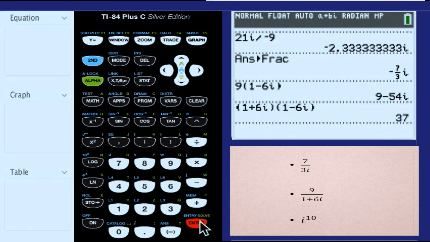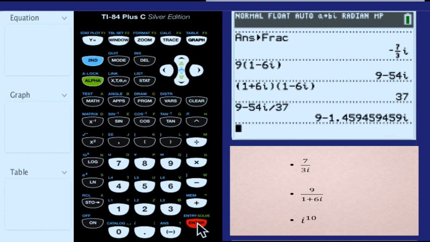But that's not our answer, because remember we were dividing. So we need to scroll back up and pick the numerator's answer, which was 9 minus 54i. So press enter, scroll up, highlight it, press enter to choose it, and it moves it down to the screen where we want it. Now we're going to divide that by 37. Press enter, and we have this long answer.